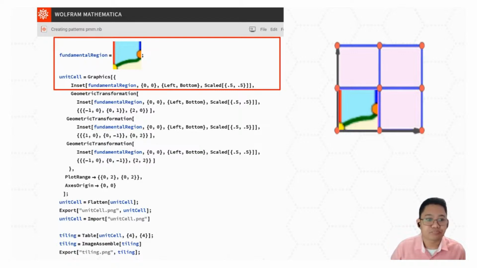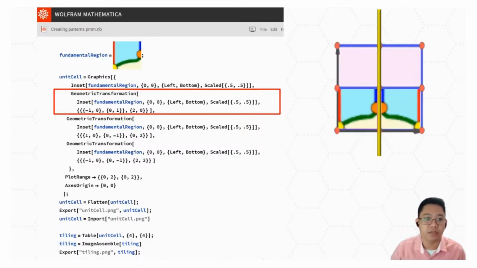So yeah, the next few codes here are essentially implementing the symmetries in the fundamental region. For example, here you are reflecting along that axis. And by the way, in this code you will see some numbers. As it turns out, symmetries are operations that can also be represented by matrices.